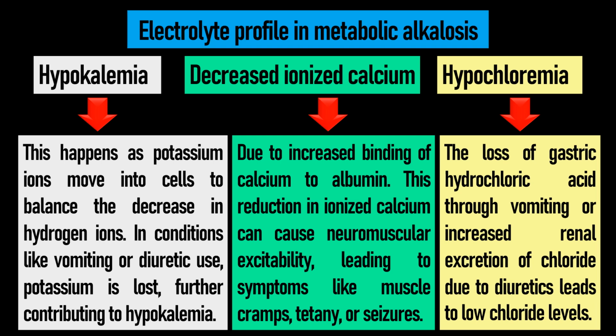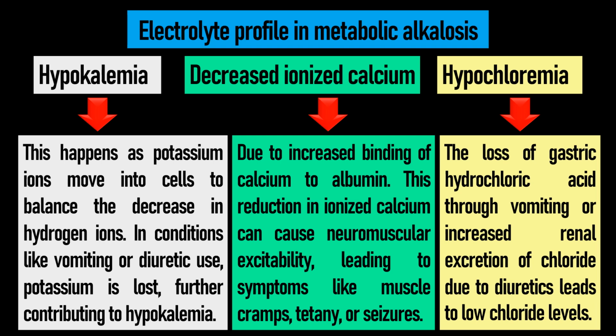Calcium disturbances can also occur. Alkalosis can lead to decreased ionized calcium levels due to increased binding of calcium to albumin. This is just the reverse of what happens in acidosis. This reduction in ionized calcium can cause neuromuscular excitability, leading to symptoms like muscle cramps, tetany, or seizures.